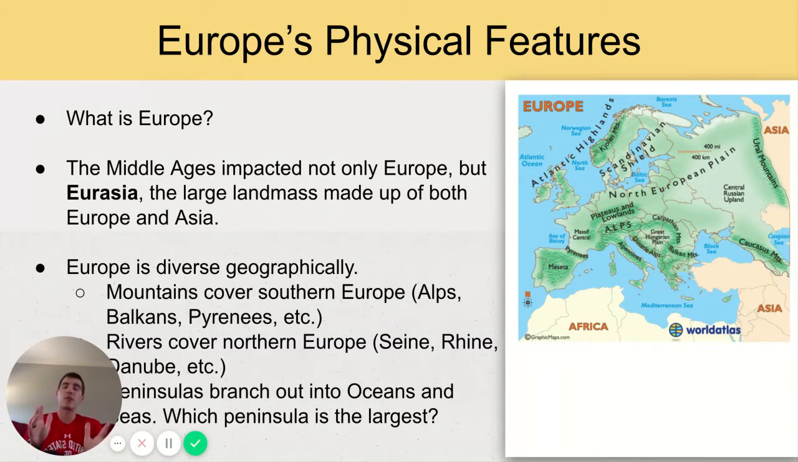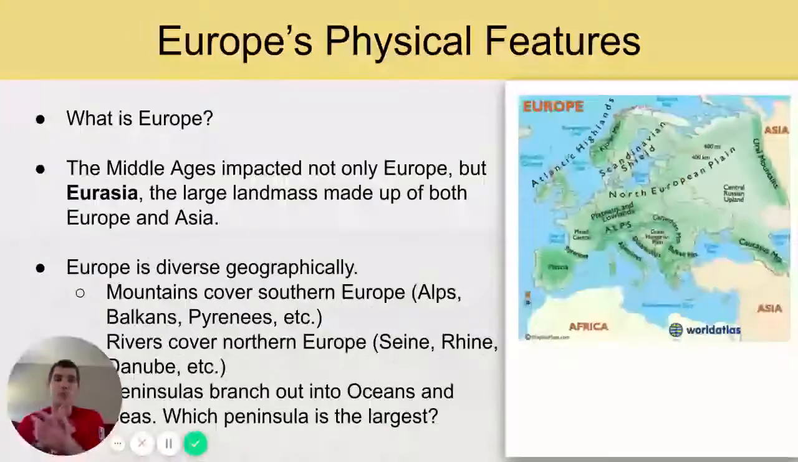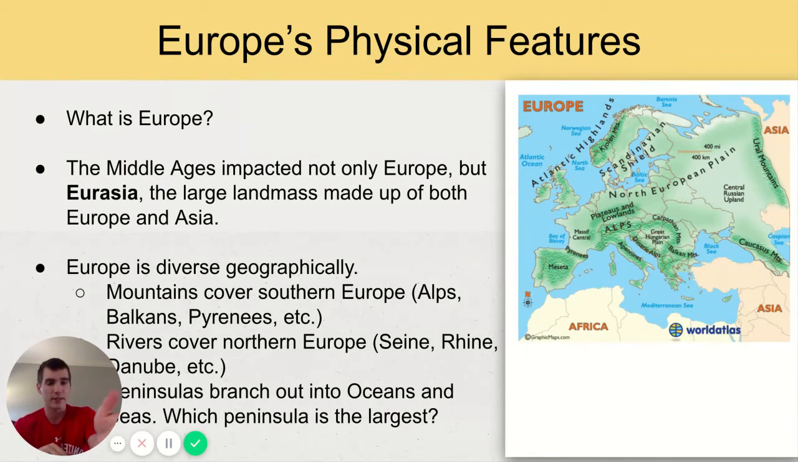But Europe's very diverse geographically. You've got tons of mountains like the Alps that are just north of Italy, the Balkans, which are in Eastern Europe around Greece, and not to mention the Pyrenees, which are a dividing area between modern-day Spain and France. And then rivers. You got the Seine, the Rhine, the Danube. Many, as you can see, divide out these modern-day countries of Europe in this picture here.